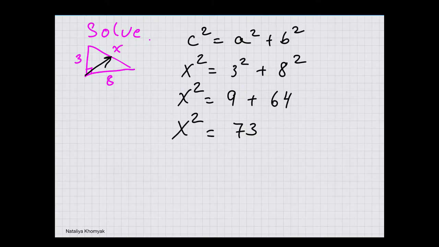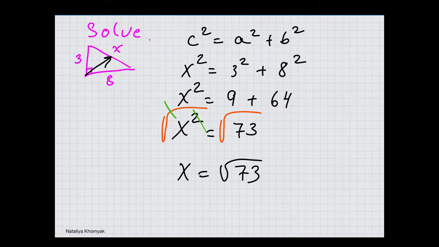Now to solve for x itself, the second power will cancel out with the square root. Whatever you do to one side of the equal sign, you do the same thing to the other side. Square root and second power cancel, so x is equal to the square root of 73, and this is our solution.